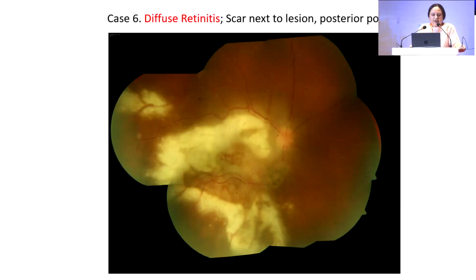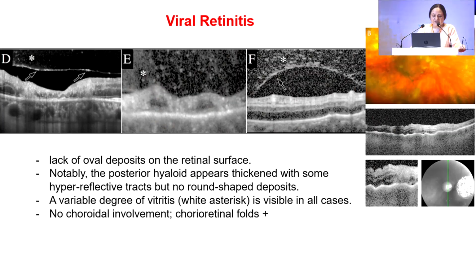Very rarely, diffuse retinitis with a scar next to it in the posterior pole. Now, this kind of situation happens when people give steroids without understanding. Now, this is a patient. It does not classically fit into ARN. It does not classically fit into toxo, and it also does not classically fit into CMV. It could be any one of these.